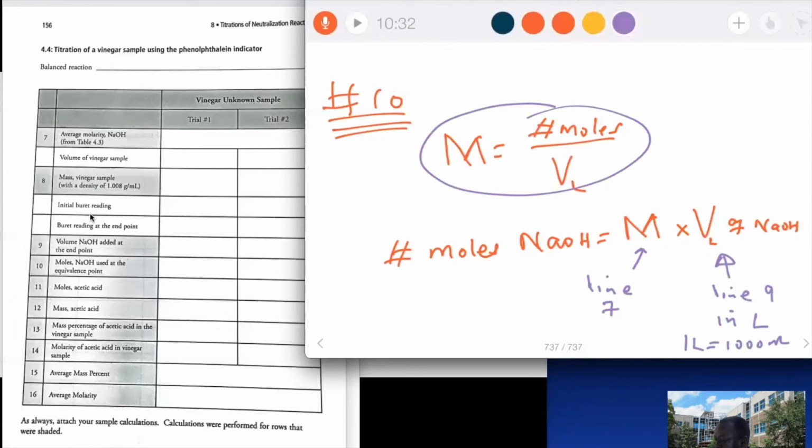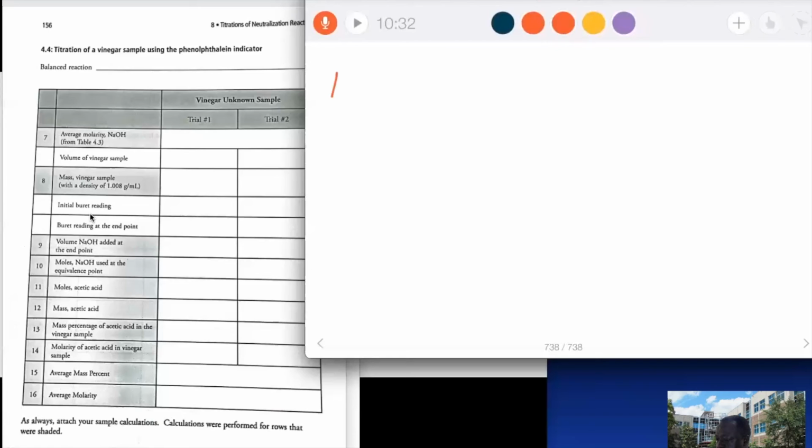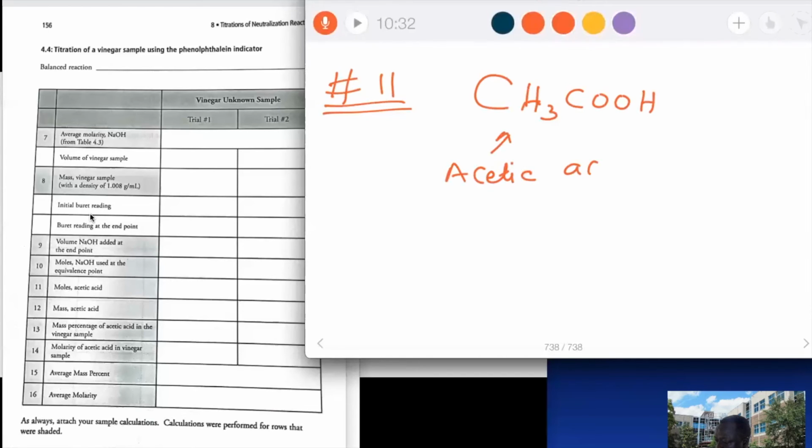Moles of acetic acid. I want you to take note of number 11 here. This is acetic acid, it is acetic acid in vinegar. So we didn't measure out acetic acid, but acetic acid is the component of what? It is the component of vinegar.